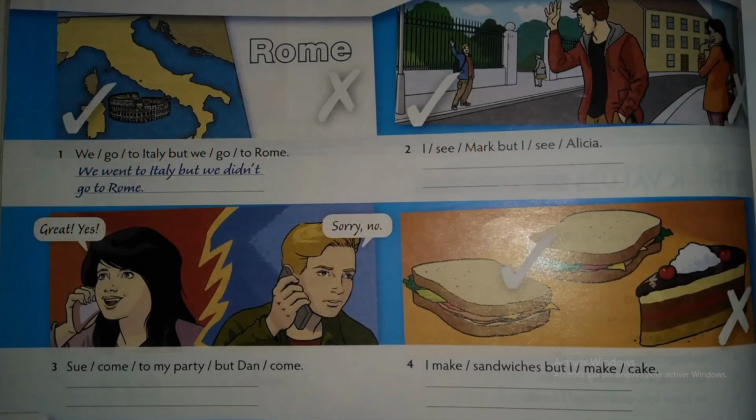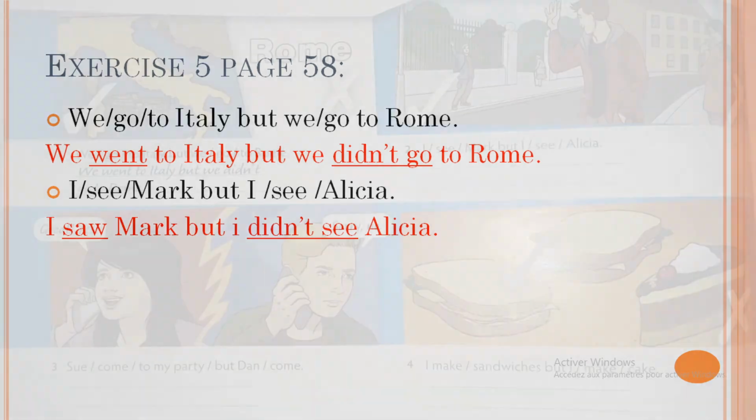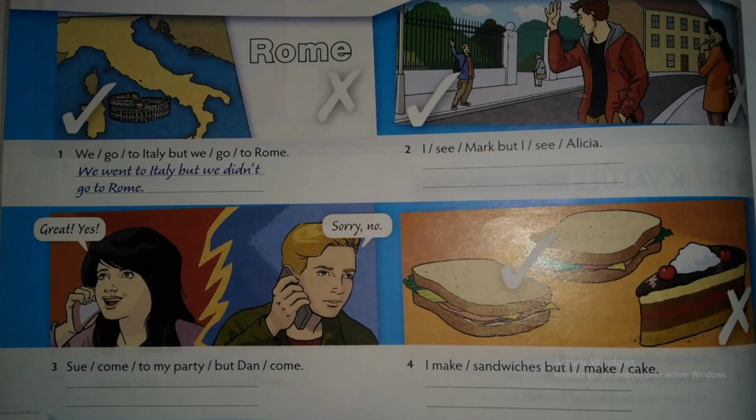So let's see, the next one is number 2. I see Mark, but I see Alicia. So we have the correct sign for Mark, and we have the cross or the false sign for Alicia. So that means that I saw Mark, but I didn't see Alicia. I saw, the verb to see in the simple past. I saw Mark, but I didn't see Alicia.